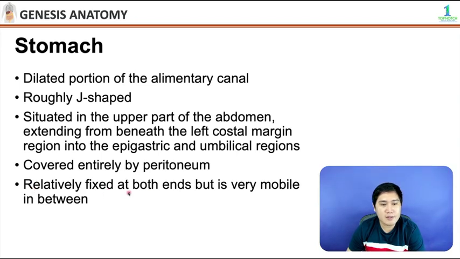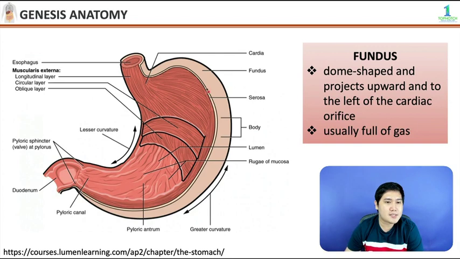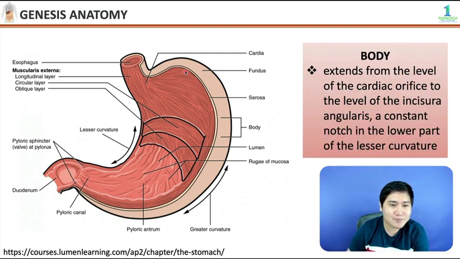It is relatively fixed at both ends but mobile in between. So this is your stomach. The first part is your fundus. This part is the dome-shaped part of your stomach projecting upwards. Usually full of gas. So the things we burp come from the fundus of the stomach.